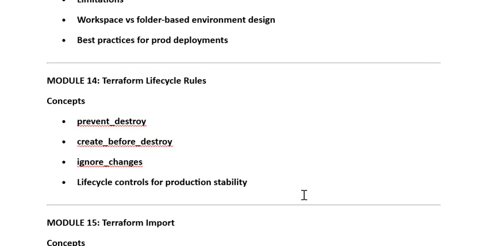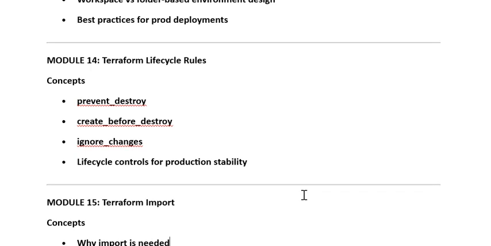Terraform lifecycle: prevent_destroy, create_before_destroy, and ignore_changes, the lifecycle controls for production stability.